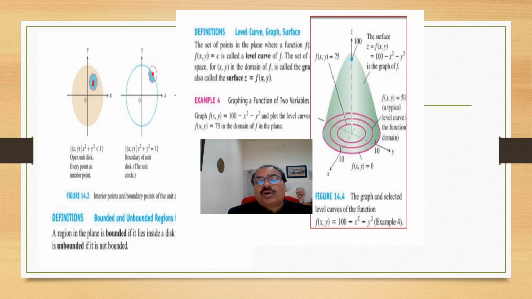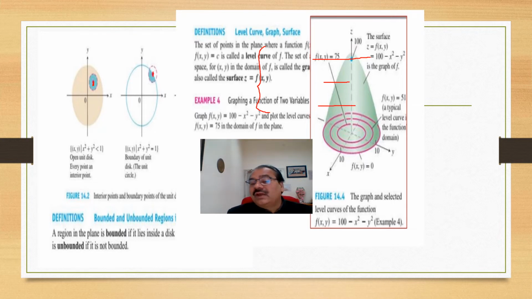One very important definition is level curve, graph and surface. We already discussed the surface whenever I discussed f of xy is equal to z. Again, in a different manner, it is written the same thing. The set of all points in the plane where a function f of xy is equal to c is called the level curve, and this z is called the surface.